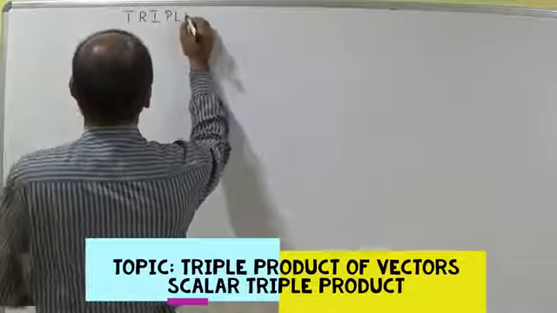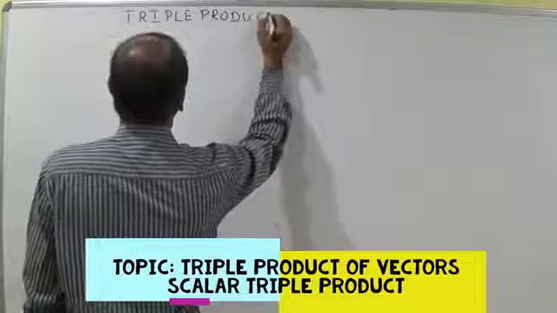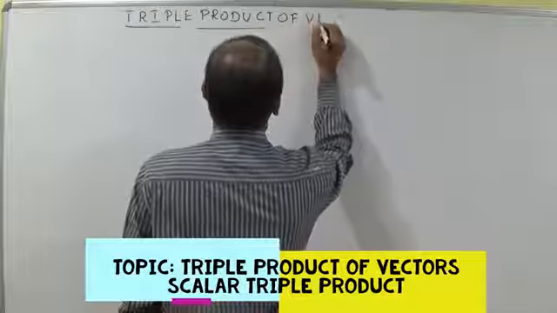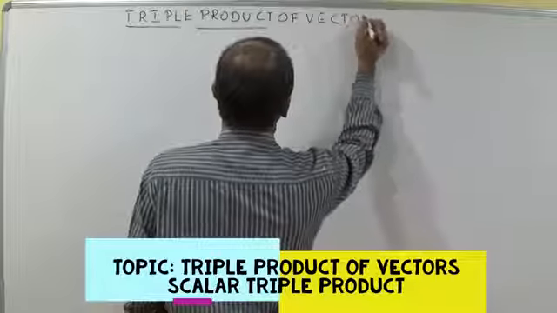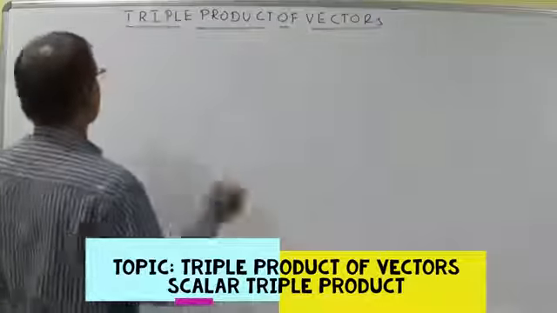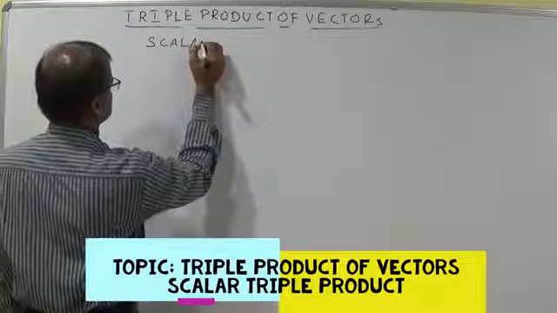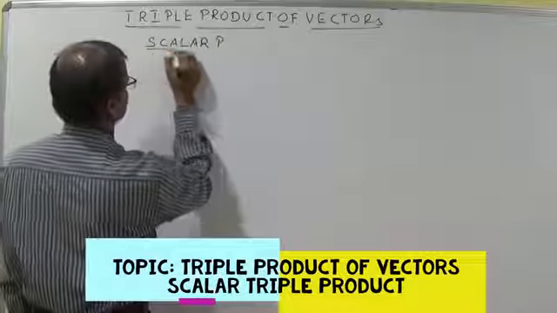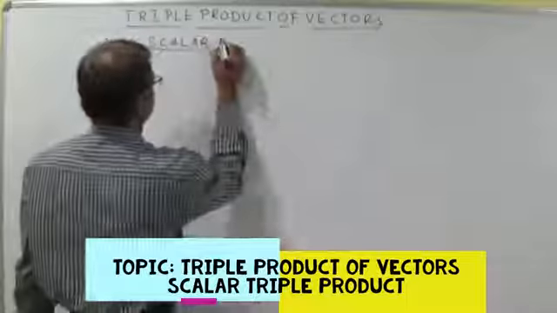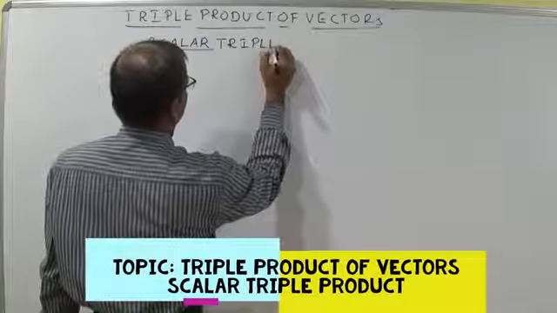Triple product. Among the topic triple product of vectors, there are two types of triple product. First one, scalar triple product, and the second one, vector triple product. Now I am going to discuss about scalar triple product, later vector triple product. Today topic is scalar triple product.